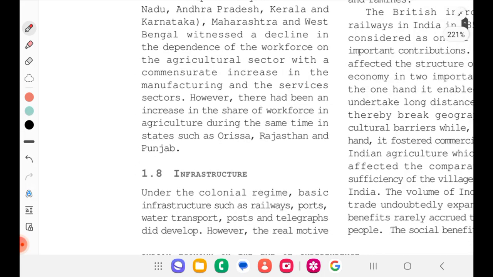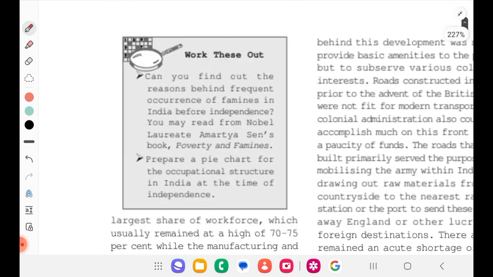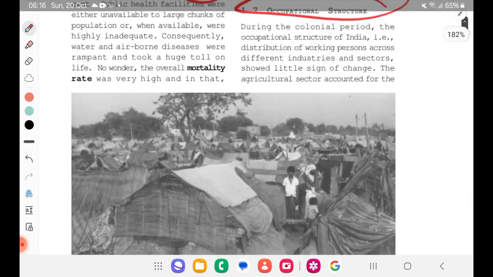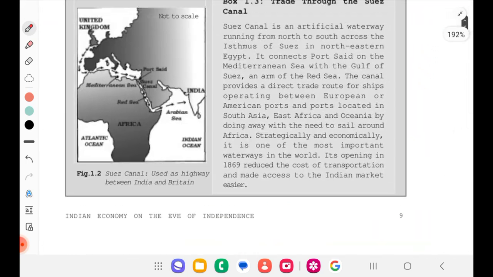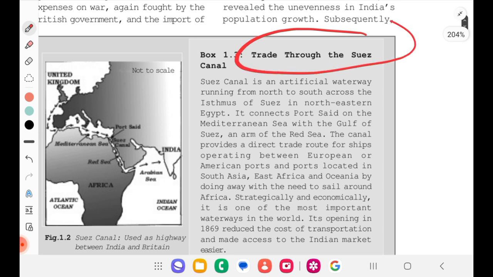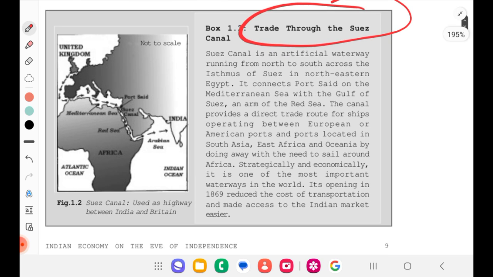So before reading infrastructure, we'll check if we missed out any tables. Yeah, this. Trade through the Suez Canal. Suez Canal, here it is, an artificial waterway running from north to south across the Isthmus of Suez in northeastern Egypt.